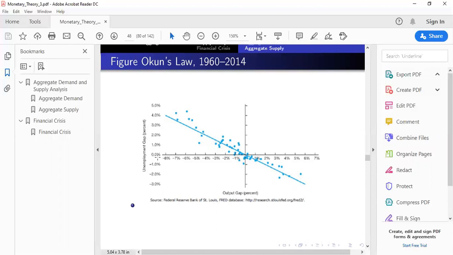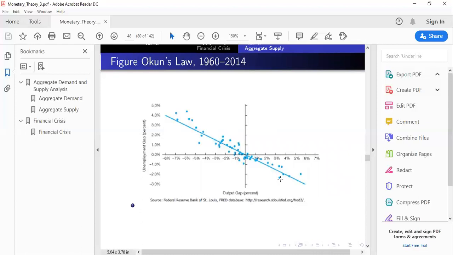If the unemployment rate is below potential, which is minus, we have negative unemployment gap. Unemployment is below potential, then you have output which is above potential. So say the unemployment rate is 5% below its potential, then your output will be above potential.